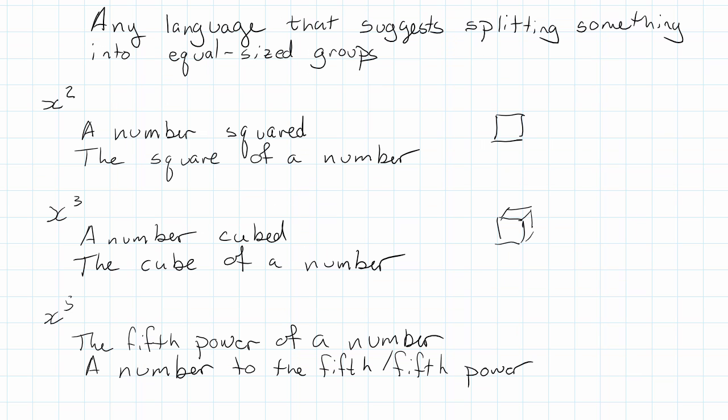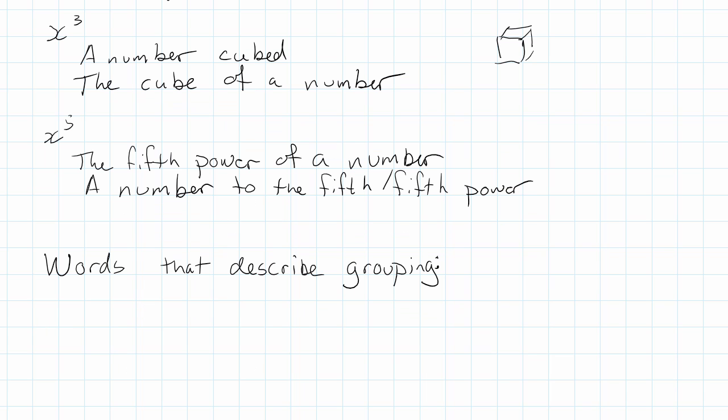Beyond 3, we don't have special terms. If we have, for example, x to the fifth, we would just describe that as the fifth power of a number, or a number to the fifth or to the fifth power. The last sort of thing that we want to have language to describe is when we are grouping. So, how do we determine the correct order of operations when we have an expression described in words?